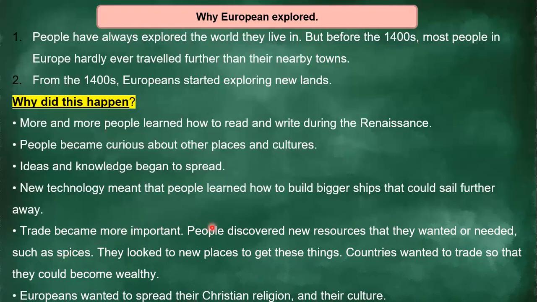Okay, the last one: Europeans wanted to spread their Christian religion and their culture. And that worked very well, because most of us are actually colonized by the European culture. We are practicing the European culture. We have forgotten about us. So the Europeans were even successful in spreading their religion and culture to us. That's why they wanted to explore the world, to spread their Christian religion and their culture, and it was successful by the look of things. We are going to learn about that when it comes to South Africa, how they explored South Africa.